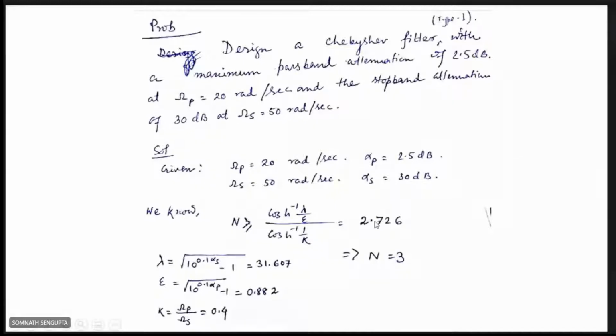So now putting this into the formula of cosh inverse of lambda by epsilon, over cosh inverse of 1 by k, where lambda is given by this and epsilon is given by this, we are getting 31.6 and 0.882 for lambda and epsilon correspondingly, and k is 0.4. So putting this into the formula, we get n equal to 2.726, and rounding to the next higher integer, n is equal to 3. So the first step is over.